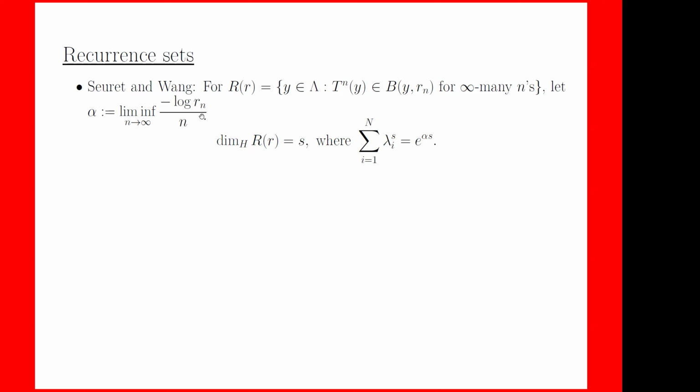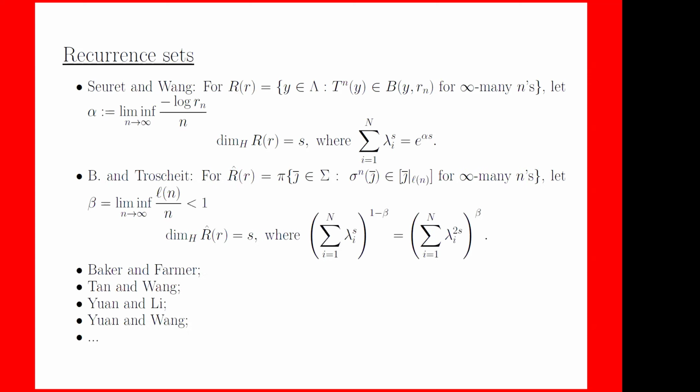So you calculate your exponential shrinking rate of your Rn radii, and then the Hausdorff dimension of the recurrent set will be the unique solution of this equation. But if you change to the symbolic approach, then I'm pretty sure that it's done by someone, but I couldn't find any better reference than a special case of the joint work with Sasha.